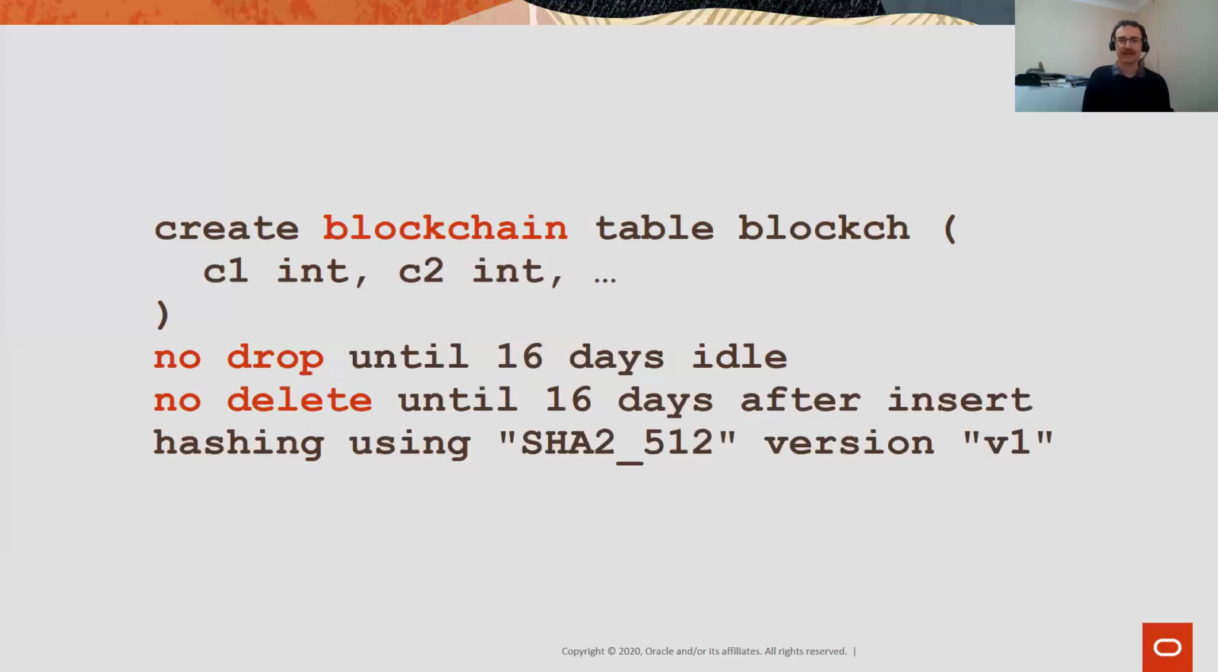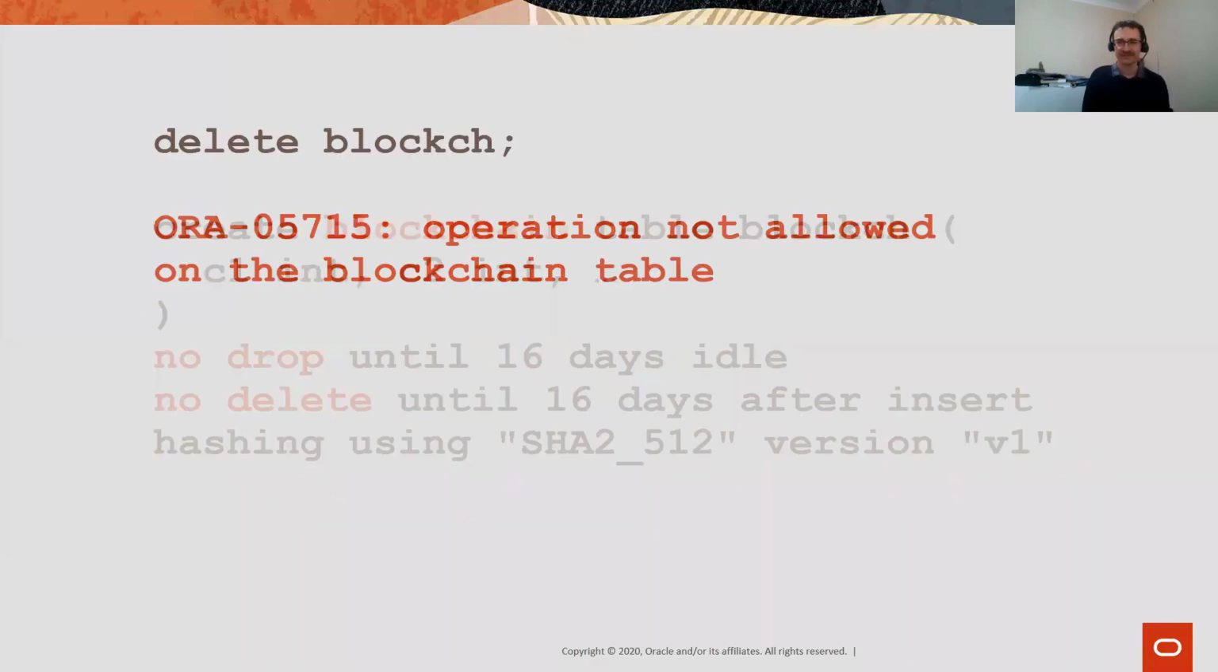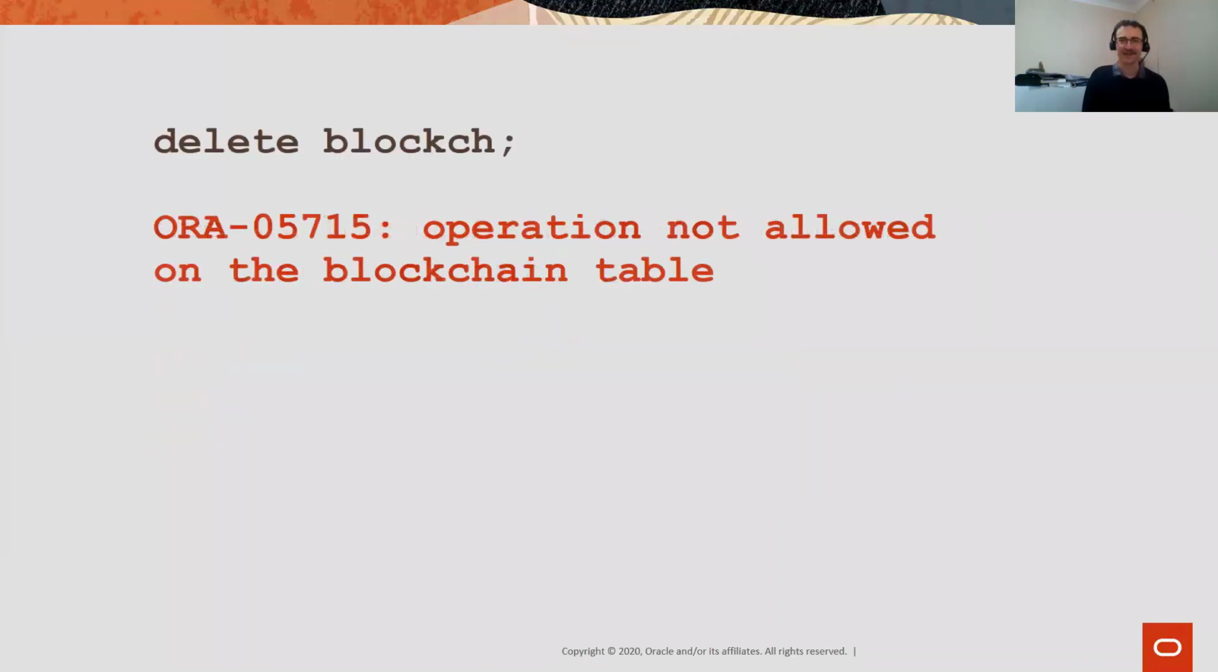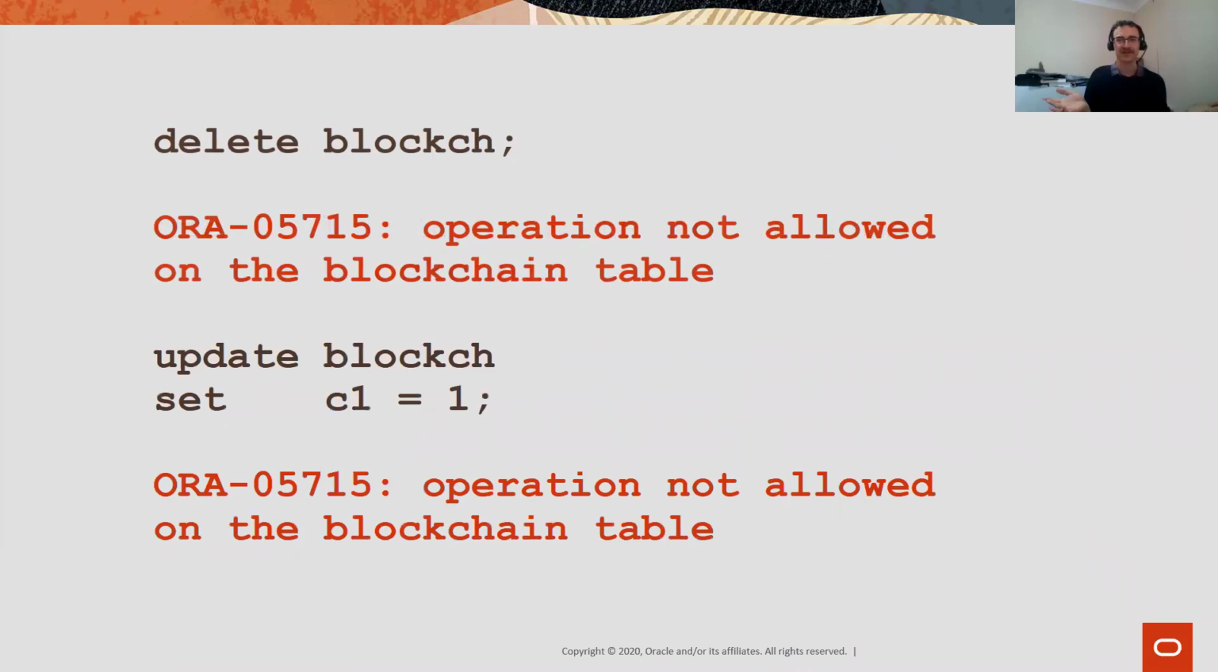Okay, so we've created our table. As we said, there is no delete on this until 16 days after insert. So if we try and delete, what's going to happen? We're going to get this error 5715. Delete operation not allowed. Same for updates. You'll never be able to update data in a blockchain table. Operation not allowed. So we can insert, we can delete after a period of time. We can't do delete everything, unfortunately. You can't truncate either.